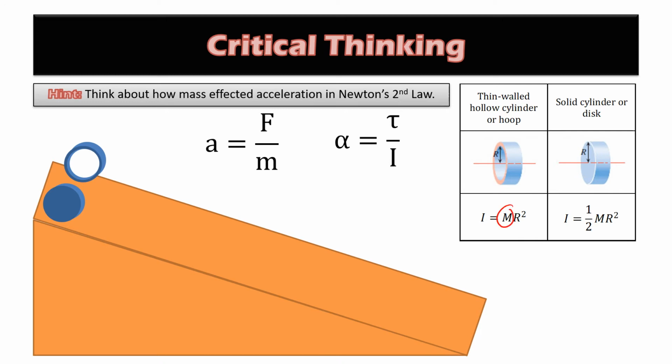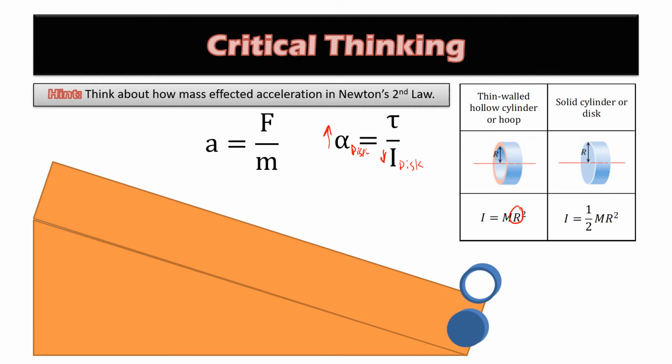We said they have the same mass, they're the same size, so those are the same. What's the difference? The moment of inertia is half as great for the solid disk. So if the moment of inertia is smaller for the disk, that means the acceleration is greater. It's an inverse relationship. The angular acceleration is greater for the solid disk, which is why it reaches the ground first. Interesting.